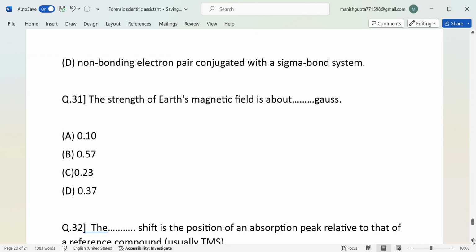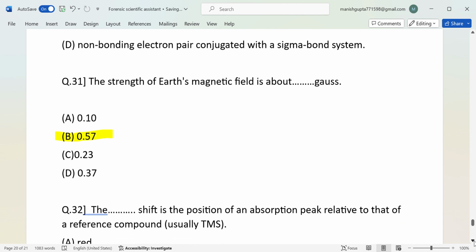Now we are going to see question number 31. The strength of Earth's magnetic field is about dash Gauss. Option A, 0.10, option B, 0.57, option C, 0.23, option D, 0.37. Option B is the correct answer, 0.57. This is the last question, guys.